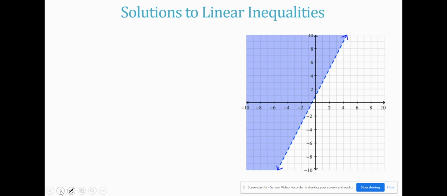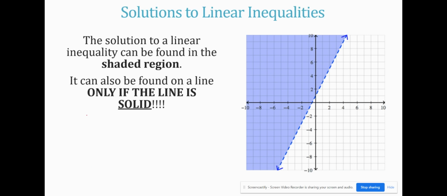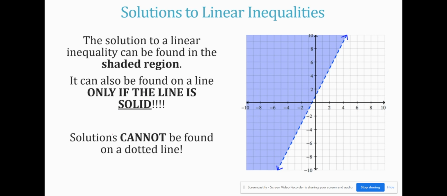Before we graph them, let's actually talk about what solutions to these linear inequalities are and where they are on the graph. So a solution to the linear inequality can be found in the shaded region, and a solution to an inequality is any point that would make the inequality true. It can only be found on the line if the line is solid, and that's very important. That's why it's in bold and in all caps. So it can be found on the line only if the line is solid. Solutions cannot be found on a dotted line.